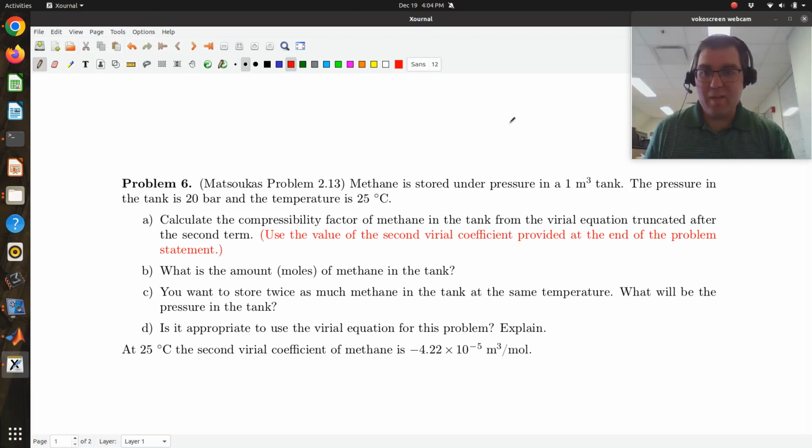All right, hello. Let's take a look at problem 6. So, methane is stored under pressure in a 1 meter cube tank. The pressure in the tank is 20 bar and the temperature is 25 degrees C.